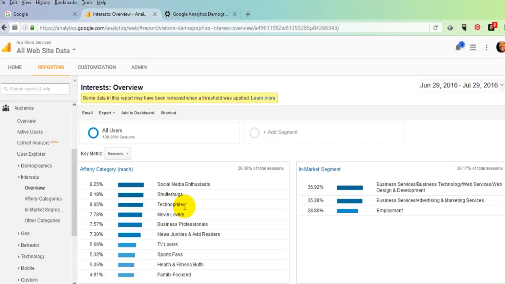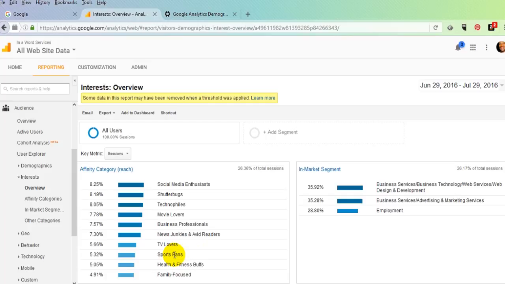Now, sports fans, I don't really write about sports. However, sports fans may also be social media enthusiasts. They may also be business professionals. They may also be news junkies and avid readers. So for that reason, I think that sports fans would be a great fit as well. You can't just think about one interest, because people are multi-dimensional. They don't just have one interest. Just because someone is a sports fan and you don't write about sports, it doesn't mean that they are not a good fit for what you're trying to promote.